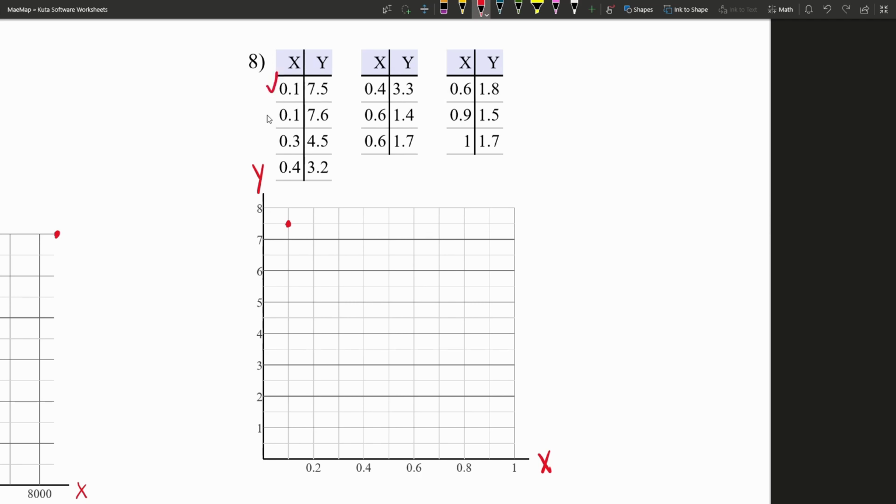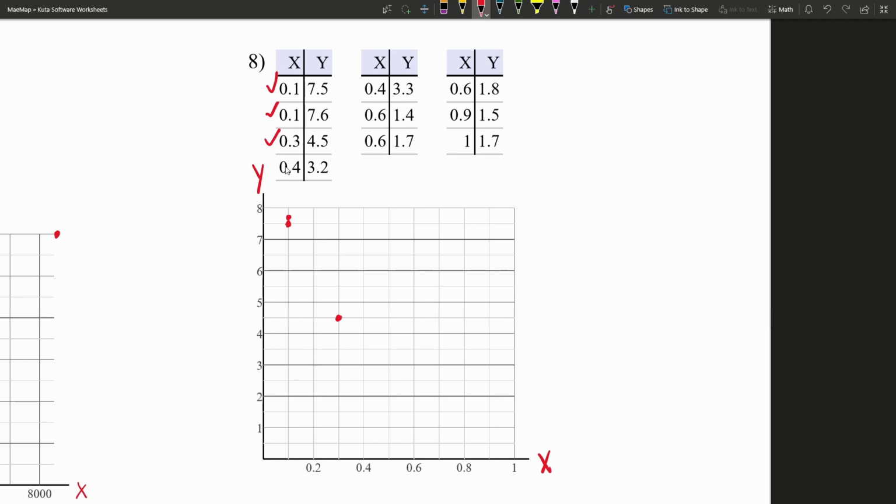So a point that's very similar to the point we just put, but a little bit higher. So right here. Now we have 0.3 and 4.5. So we're going to go to 0.3, which is this line here, and up to 4.5. Halfway between the 4 and 5.